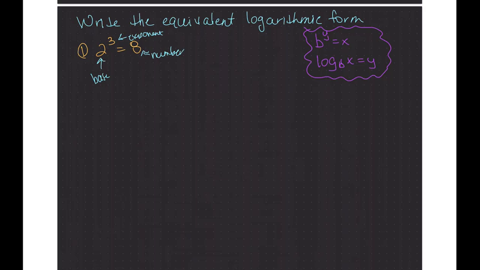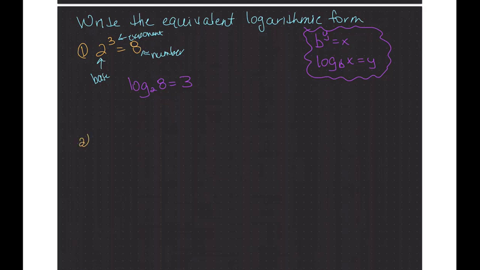So to write it in the form of a log, it's going to be log of base. What was your base? Your base was 2. Of what number? 8 equals your exponent, which is 3. Right? Alright.